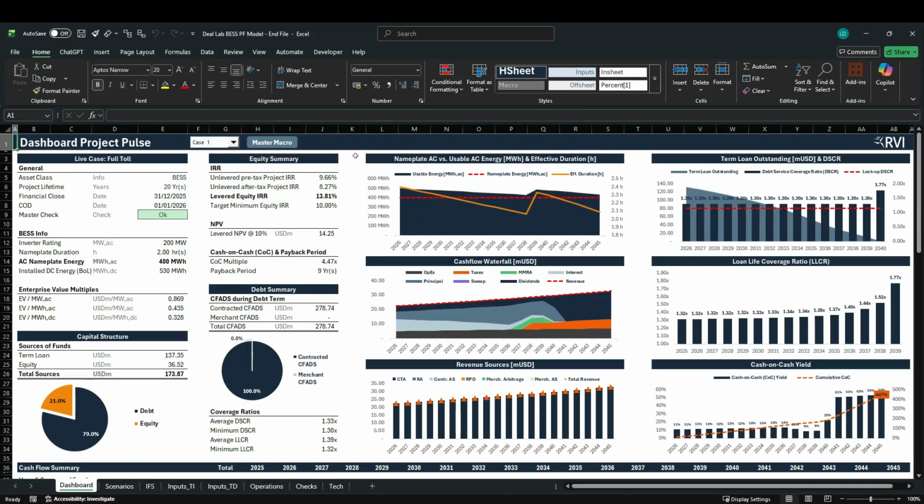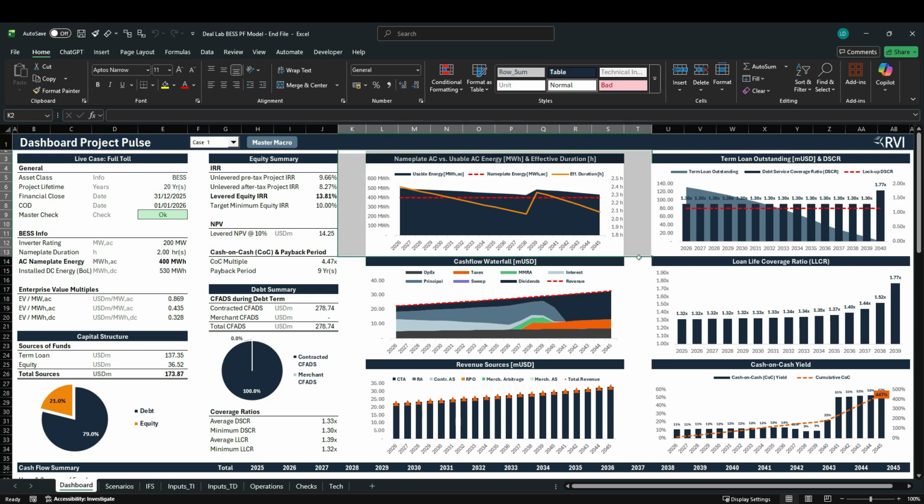Welcome back, guys. What you're looking at here is the final project pulse model, and the chart comparing nameplate AC versus usable AC energy explains why today's lesson is critical. The dashed red line is the nameplate AC energy, what the market and the contracts expect the battery to deliver. The blue area is the actual usable AC energy, and the orange line is the effective duration in hours.